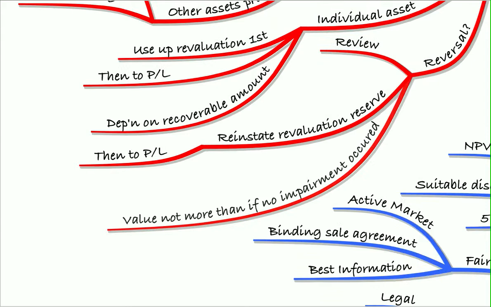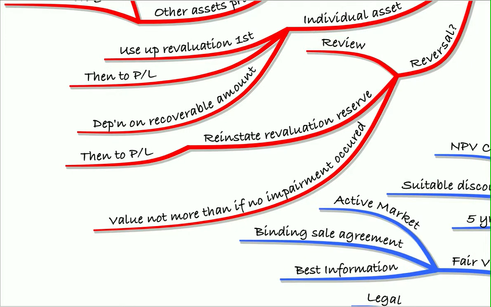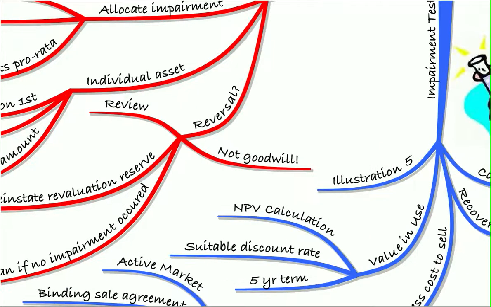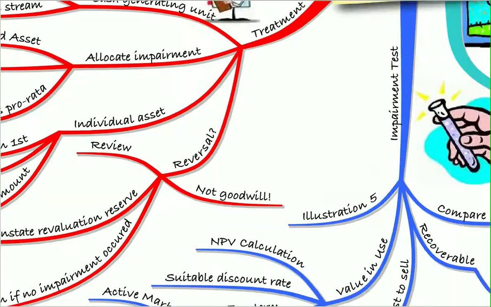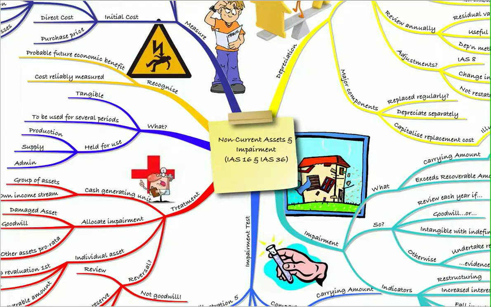We can't revalue though upwards to more than the value if there had been no impairment at all. So we cannot revalue to upwards of what historic cost would have been. And also we cannot reverse an impairment of goodwill. So we can reverse an impairment on other assets, but not on goodwill. So that was a recap of our lecture on IAS 16 and IAS 36.